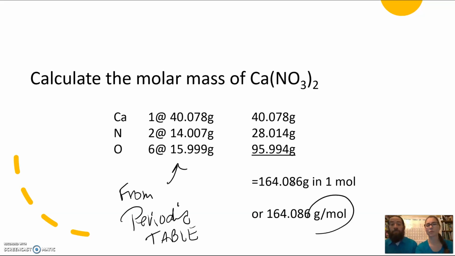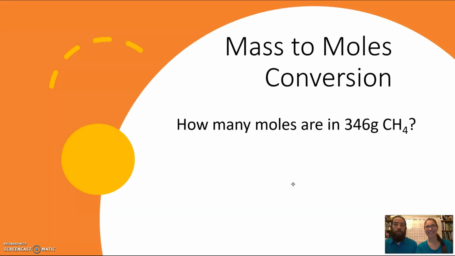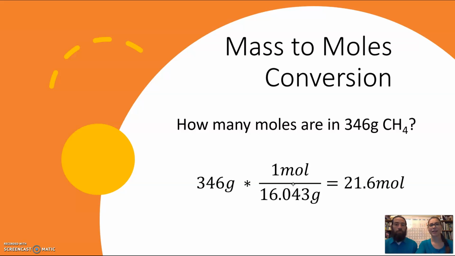We have something that has more than 1 unit. That means we can use it as a conversion factor. So let's try. This is a mass to moles conversion using molar mass. Anytime you have grams of something and you have the formula, you have the molar mass because you can use your periodic table. So in this question, how many moles are in 346 grams of CH4?